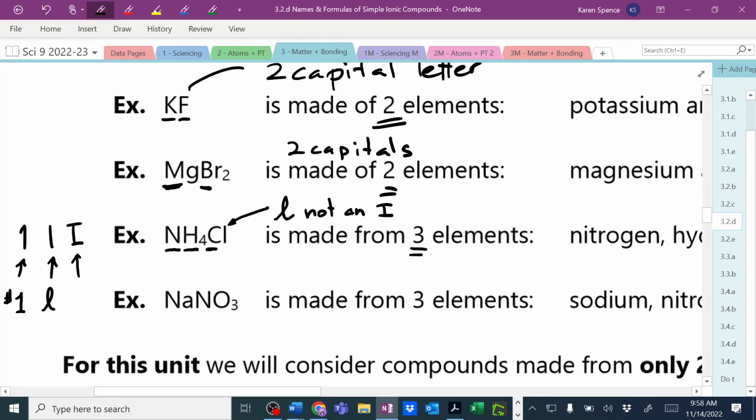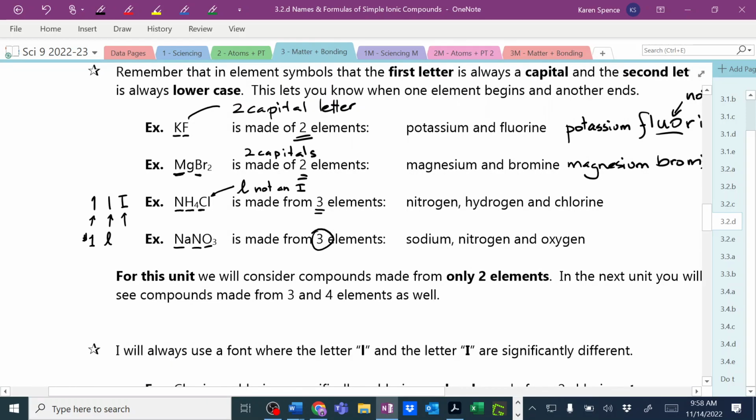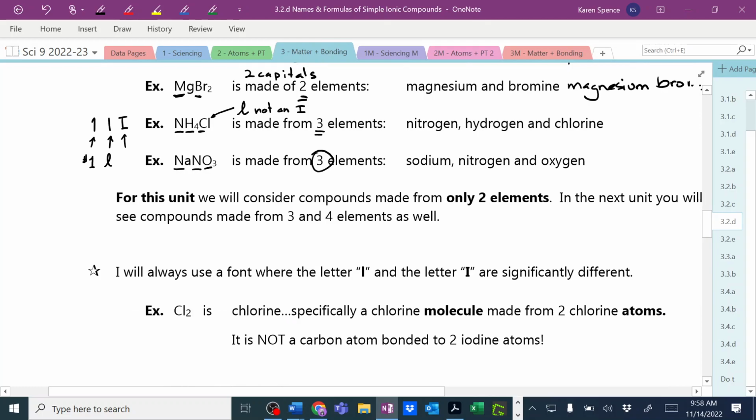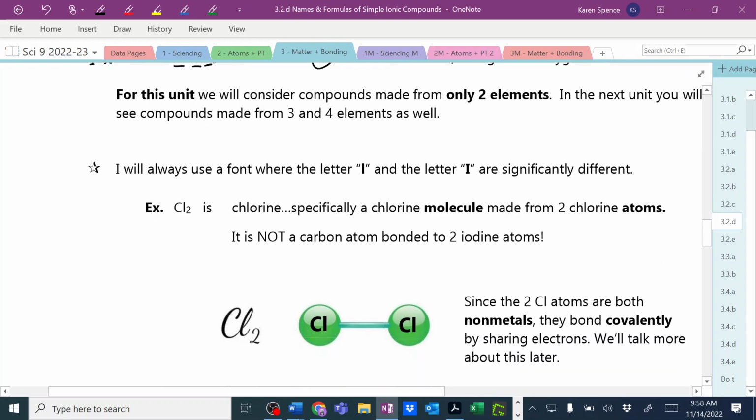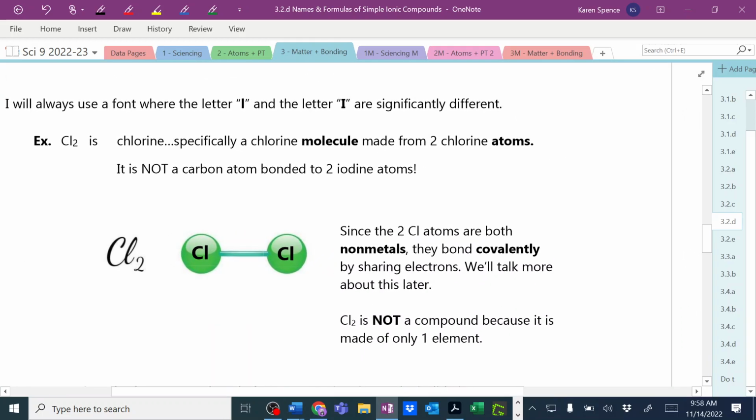So that is 3 elements, and we'll learn how to name the ones with 3 elements later. We're not going to worry about that right now. And again, we have another one down here. We have NaNO3. It's made of 3 elements: sodium, nitrogen, and oxygen. Okay, so here's chlorine. So if we have Cl2, it's actually sodium nitrate, which we'll learn in our next unit.